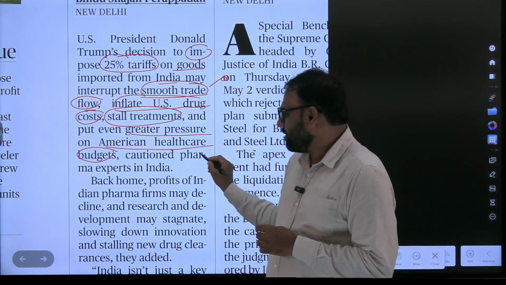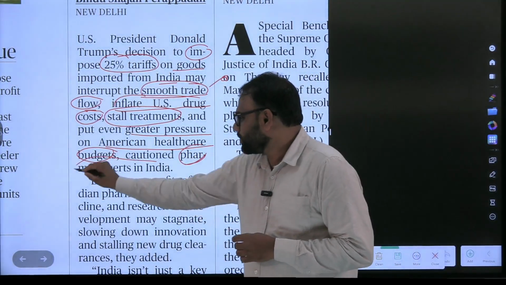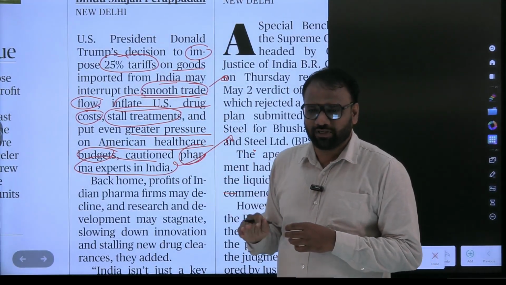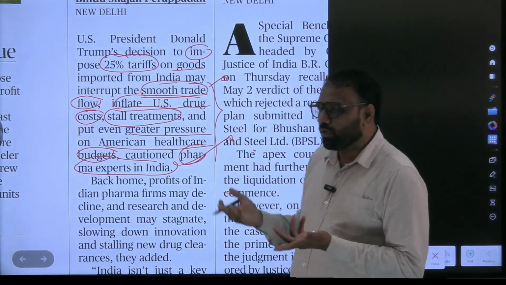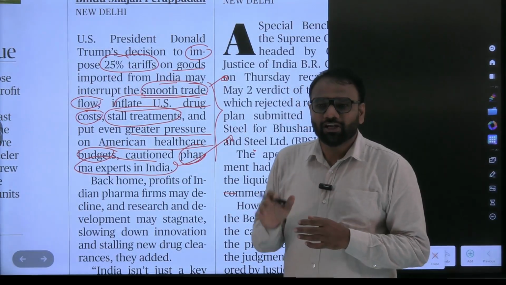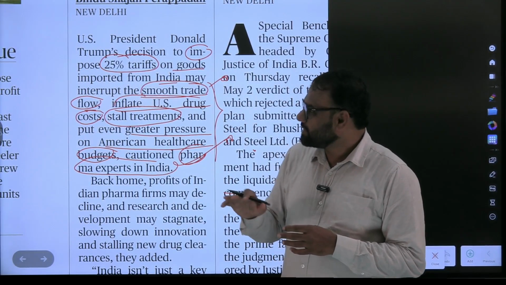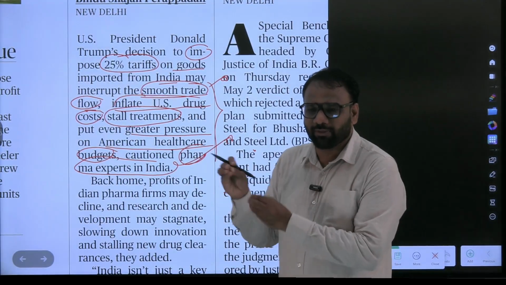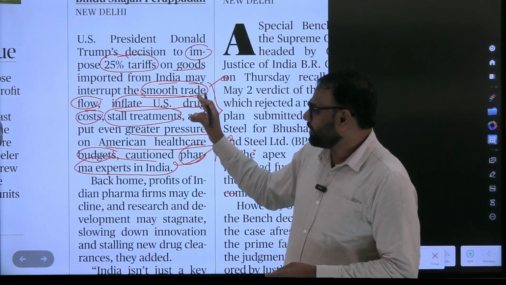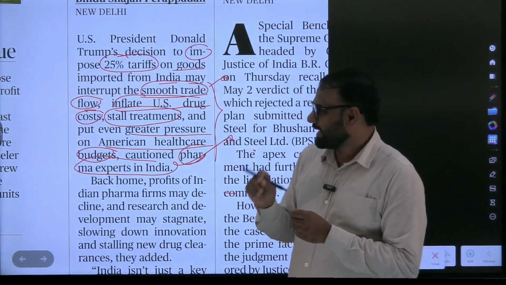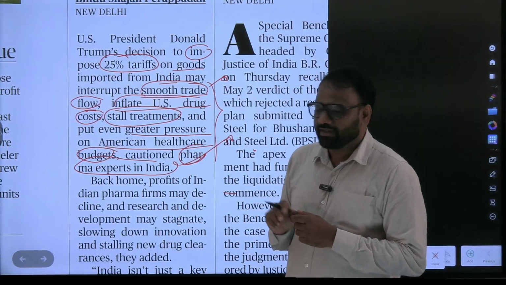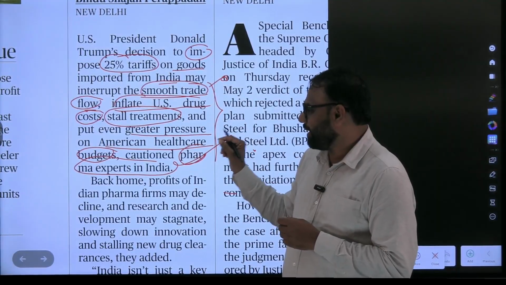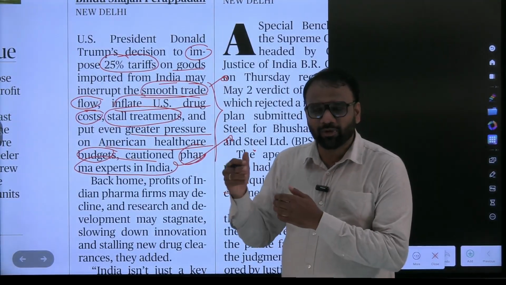Cautioned pharmaceutical experts in India. So the pharma experts in India have said that this may have such kind of negative impact on USA. So these are the points which can be quoted in mains. What kind of impact will the new tax imposed by USA on India have on USA, especially when it comes to the pharma sector? First, it may interrupt the smooth trade. Second, it will inflate the US drug costs. Third, it will stall the treatments. And fourth, it will put greater pressure on American healthcare budgets. The same content you are going to use in mains.